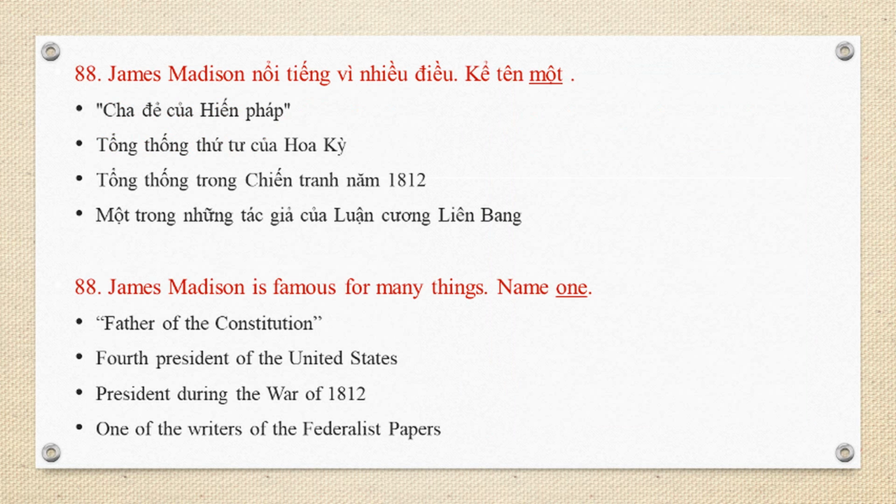88. James Madison is famous for many things. Name one. Father of the Constitution. Fourth President of the United States. President during the War of 1812. One of the writers of the Federalist Papers.